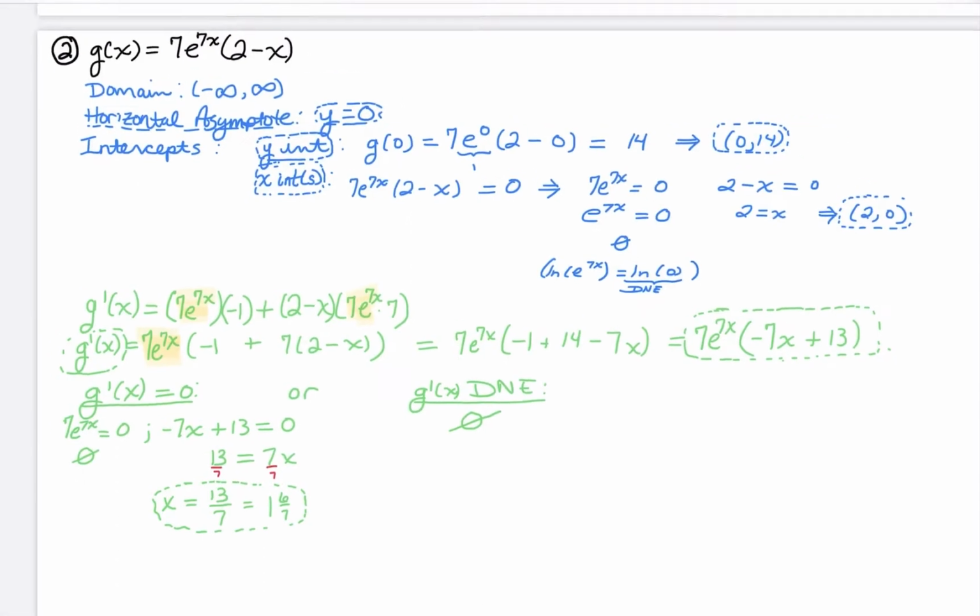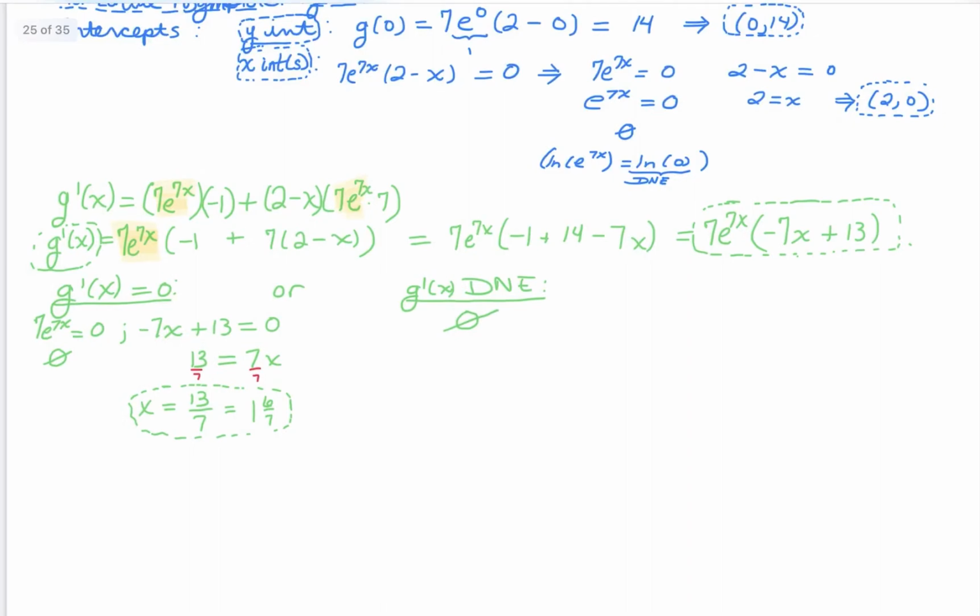So now let's go into our sign analysis. So we want to perform our sign analysis here. And remember, I want to see the labeling. I want to know that you know what you're subbing into. I want to know that you know what conclusions you're making, about what function. So we're subbing into the derivative, making conclusions about the original. And put my critical point there, 13/7.